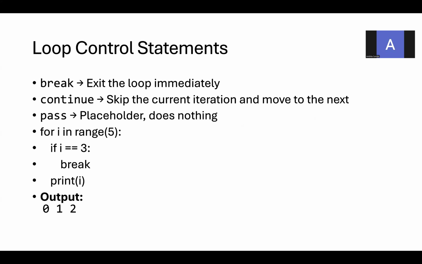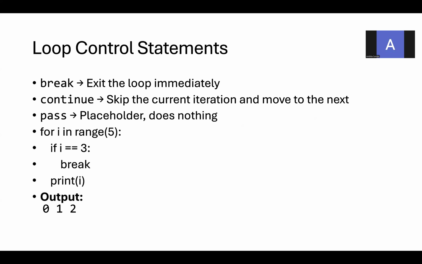So in this program, for i in range of 5, the elements will be 0, 1, 2, 3, 4. So when it checks i is equal to 3, it is going to break the program. It is going to print only 0, 1, 2. In the same program, when you use continue with i equal to 3, it is going to skip 3 and the rest of the things it will print: 0, 1, 2, 4, 5.